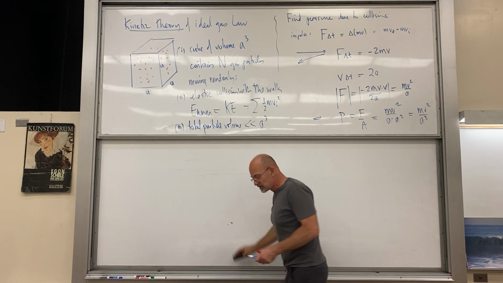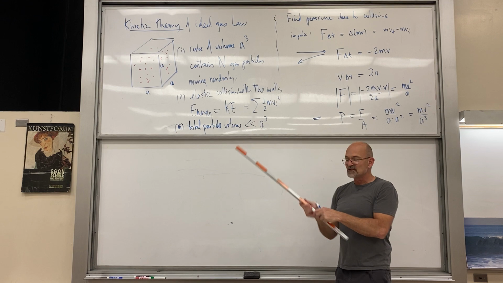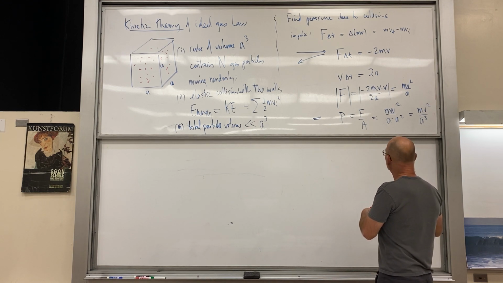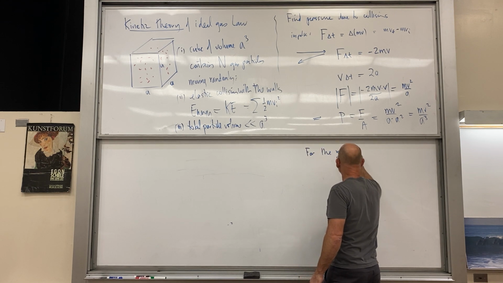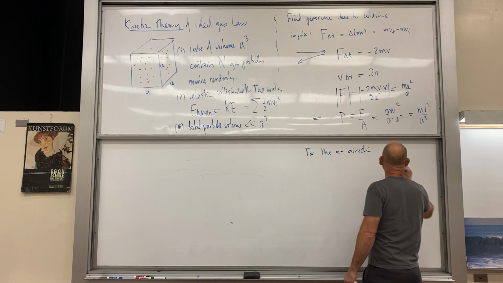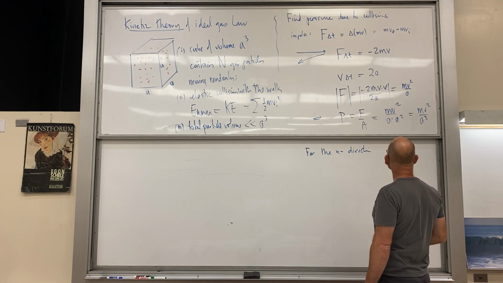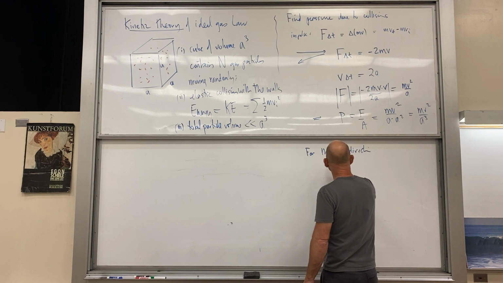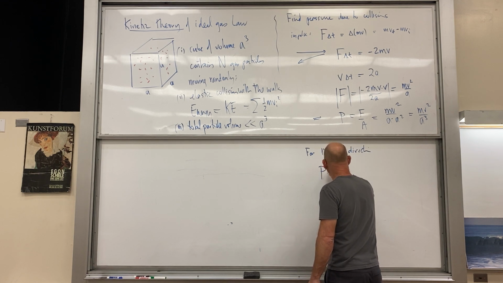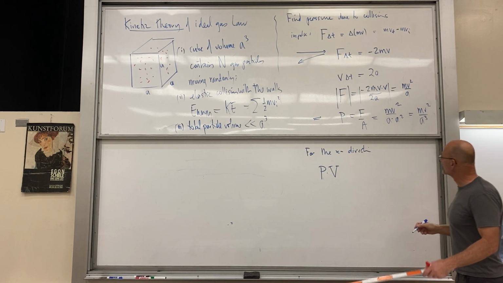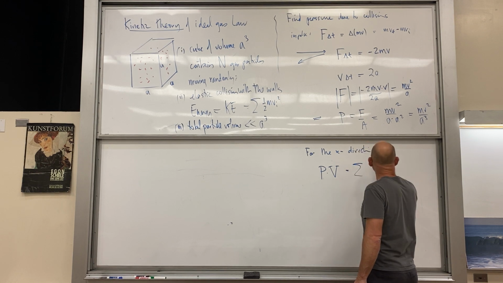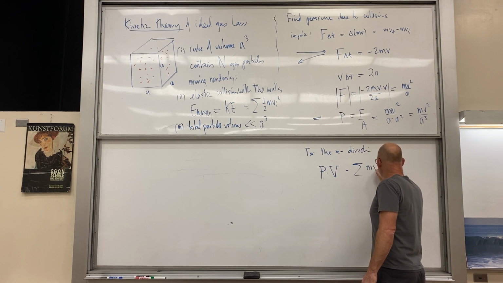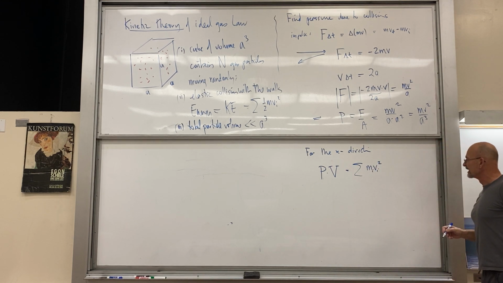And this was just in one direction, so we could say it was in the x direction. So for the x direction, we're going to have P times V, and it's going to cross multiply. The A cubed is V. It's going to be the sum of all of the m sub i, v sub i squared in the x direction.